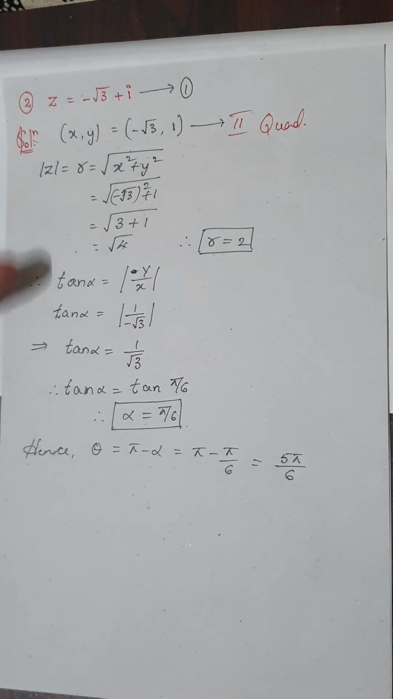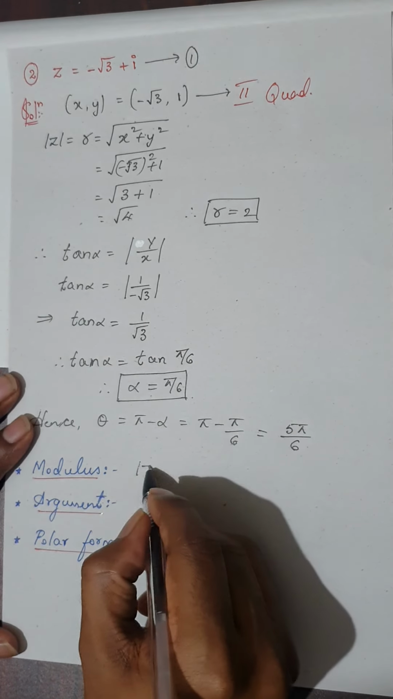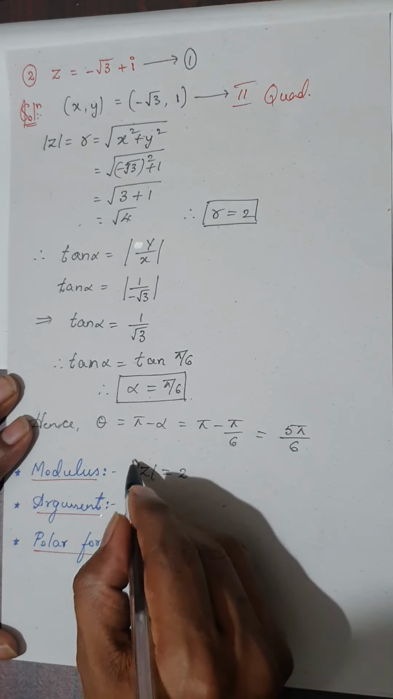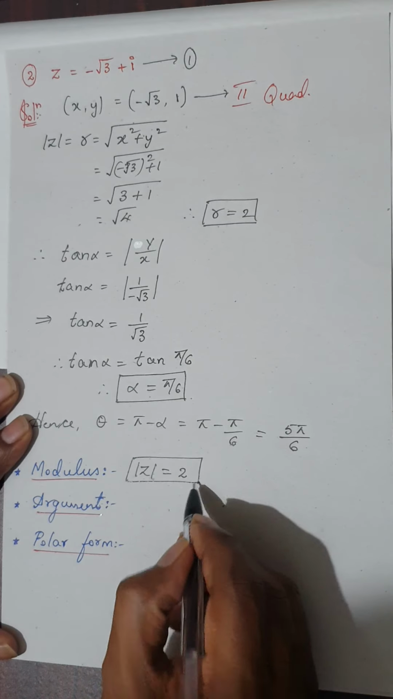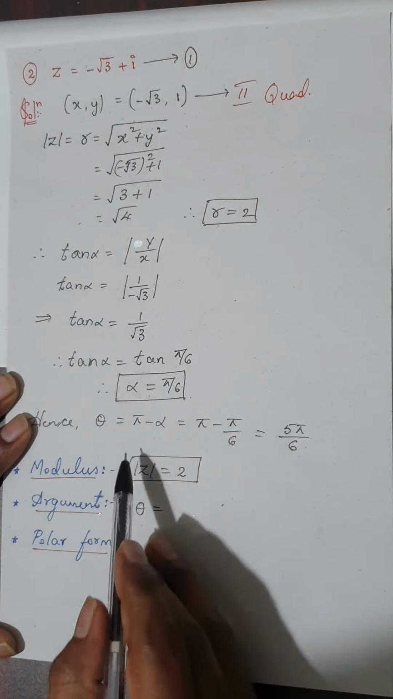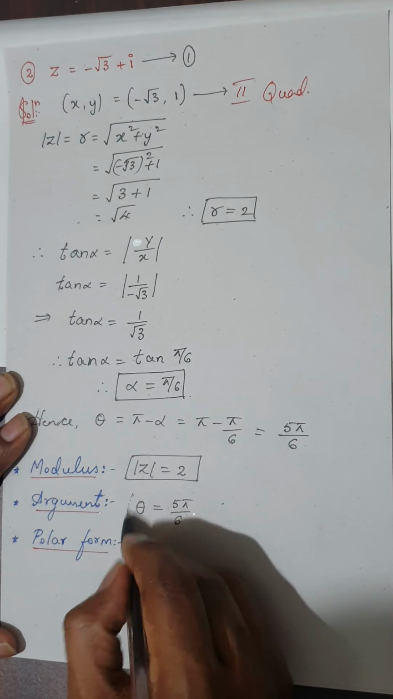R is very simple. Only you should be careful when you are finding out the value of the amplitude, which is theta. So here comes the conclusion. What is the value of modulus? So mod z is equal to the value of r. So that is equal to 2. Now argument value. Remember, argument value is theta, not alpha. So theta is nothing but you got 5 pi by 6.